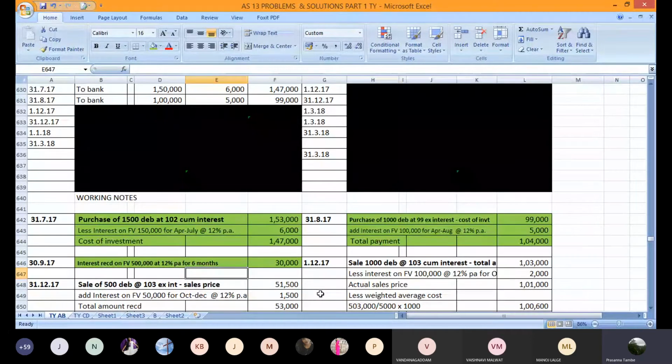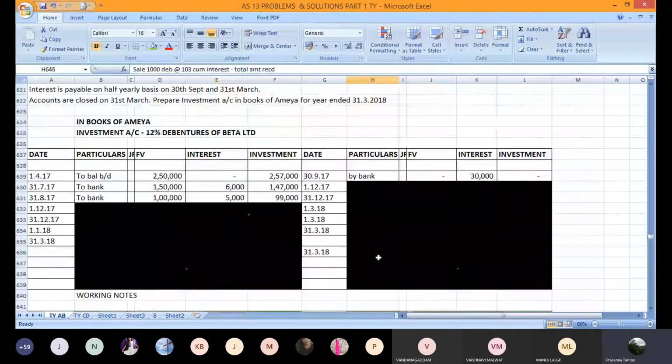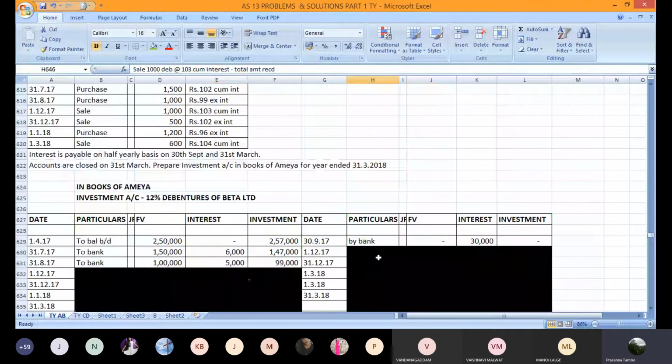Okay. So let's move on to the next transaction, and that next transaction happens to be on 1st of December. This date I told you to change. In original question, it was a typo error as 31st December. Please make it 1st of December. So 1st December, there is a sale, 103 rupees cum interest price. So that means it includes the interest, and 1000 debentures are sold.